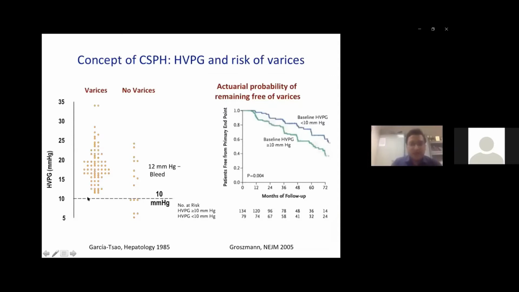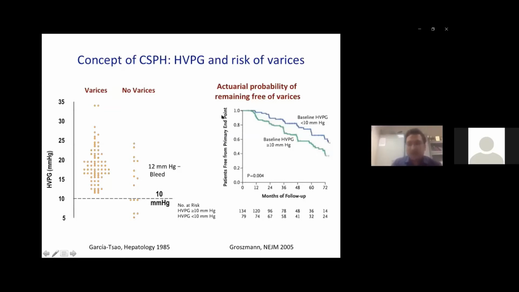As you can see here, not all patients with portal hypertension have clinically significant portal hypertension. Beyond a threshold of 10 millimeters of mercury of HVPG, varices tend to start to appear. This has a very good negative predictive value. So with HVPG less than 10, we hardly see any varices in patients with cirrhosis. But once the HVPG goes beyond 12, the varices tend to bleed. So bleeding is correlated with an HVPG of more than 12 millimeters of mercury.